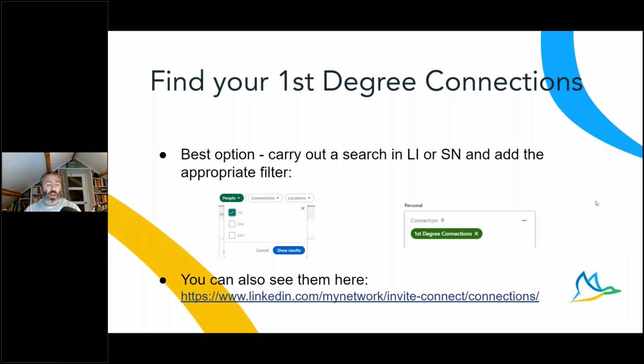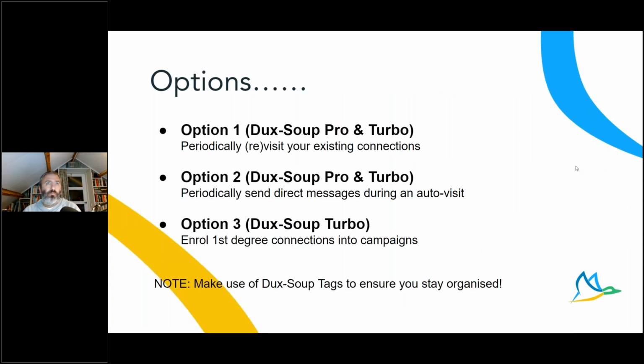And this is where we can harness Dux-Soup. You basically, as I see it, you've got 3 options. Option 1 is to periodically visit your first degree connections. That's just a plain old visit to them, and of course, every time you visit them, you tap them on the shoulder. You've got the option to periodically send direct messages during an auto visit, and both option 1 and 2 are available if you've got Dux-Soup Pro or Dux-Soup Turbo.